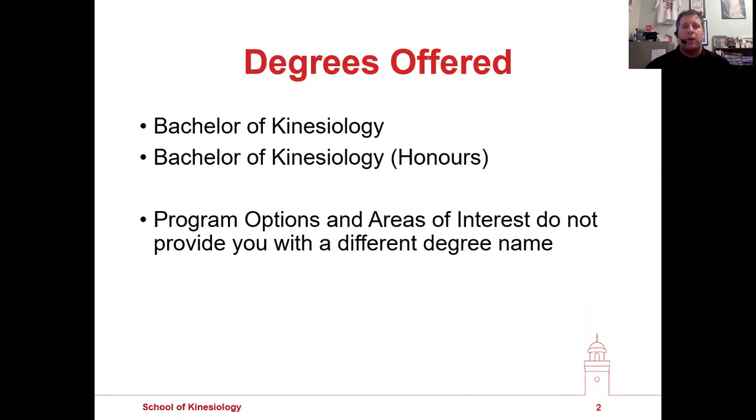So first and foremost, some of the questions we often get are, do any of these program options come with any different degrees than the regular Bachelor of Kinesiology? It's important to understand that there's only two bachelor's degrees within the School of Kinesiology: our Bachelor of Kinesiology and our Bachelor of Kinesiology with honors. The more detailed program options and areas of interest do not provide you with a different degree name, but certainly expose you to different experiential learning opportunities and specific courses that give you the depth and breadth of the specific areas.